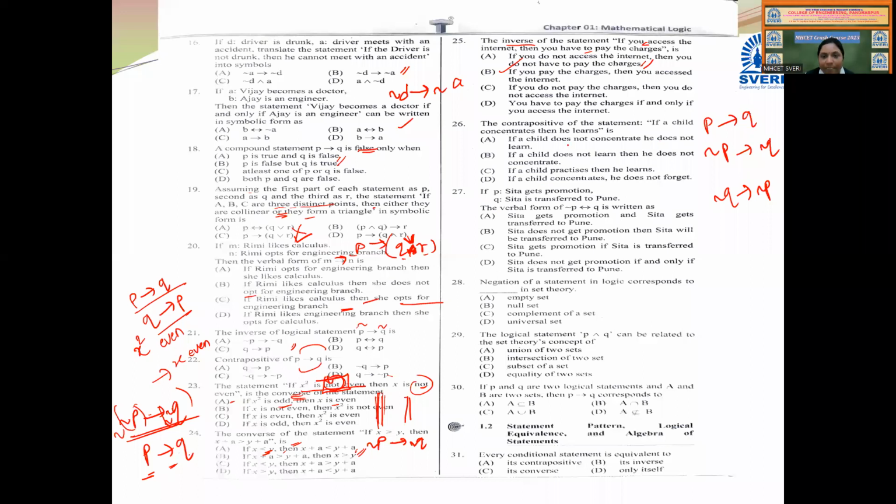Is that so? Option B is correct. The child does not learn, does not concentrate. Option B is correct. Read it carefully.